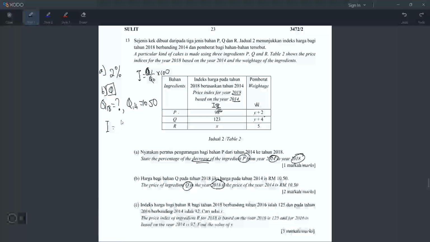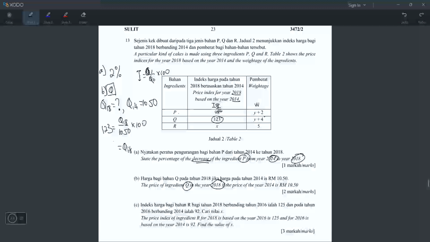So it will be I equals to Q1 over Q0 times 100. Obviously, Q1 will be the Q18 because that is the newer year. But the Q18 I don't have, so I will just write Q18. And then the Q14 will be 10.5. Now, for the I, I also have to put 18 over 14, because the price on top I put price 18, and the one below I put price 14. So the I also has to be 18 over 14. But for ingredient Q, it will be 123. So I can erase this and write 123. And if you look at the year, it's also 18 over 14. You see the years match.